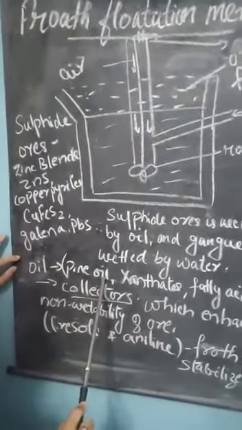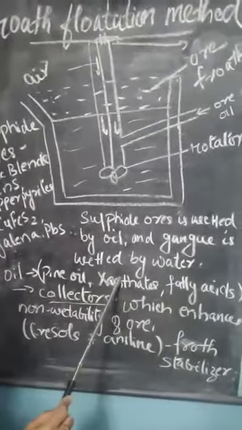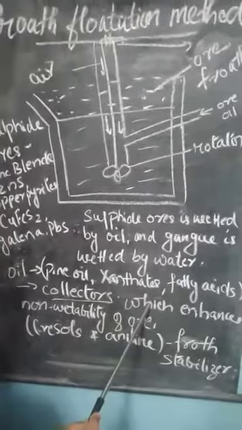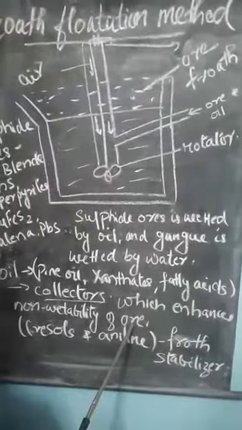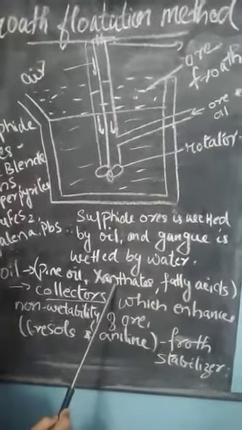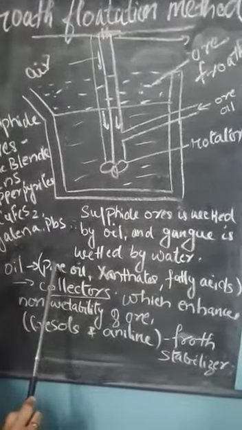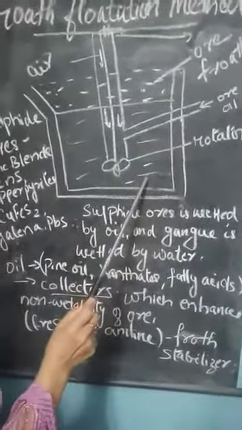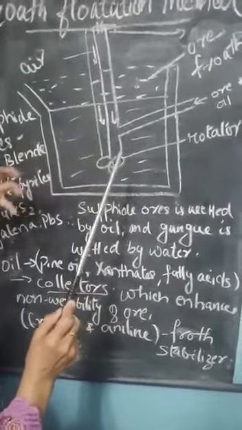Along with the pine oil, some other substances like fatty acids and xanthates are added. These are known as collectors, which enhance the non-wettability of ore. That means by adding fatty acids and xanthates and this pine oil, it does not allow ores to wet with water. It only makes them wet with the oil.